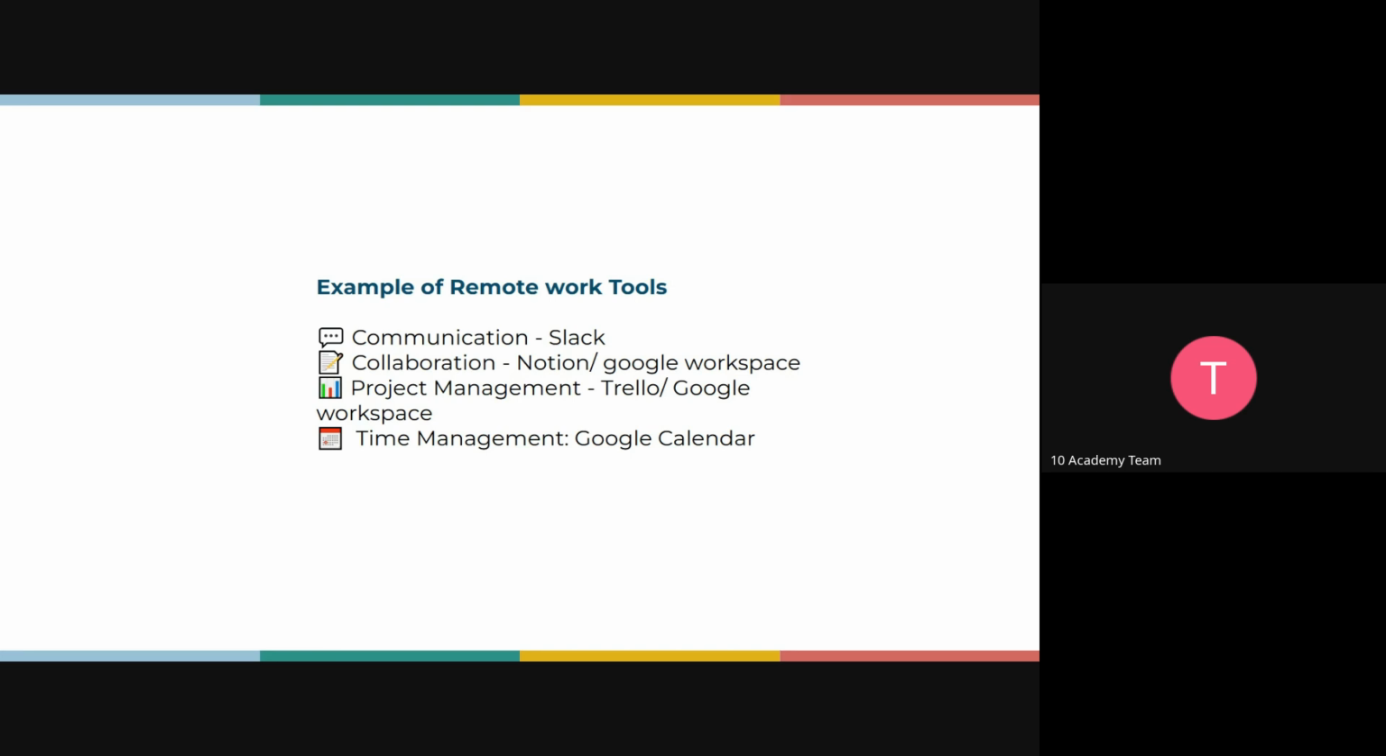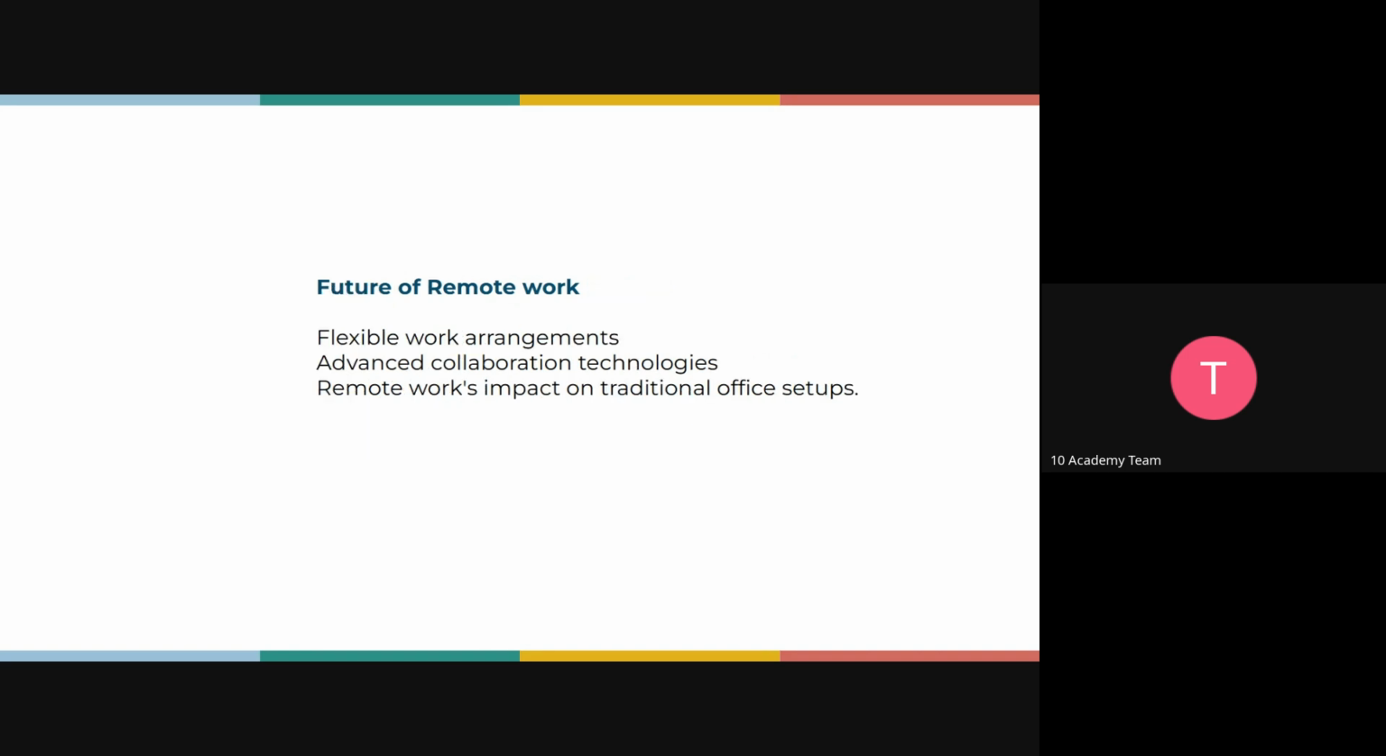So there are four categories. You should really remember this: the communication tools. It's not only Slack. You can also do other research. We're going to see that in the challenge document. For communication, there's Slack. For collaboration, there's Notion and Google Workspace. For project management, we have Trello, and Google Workspace as well, which has different tools. Then there's time management using Google Calendar. Going forward, talking about the future of remote work.